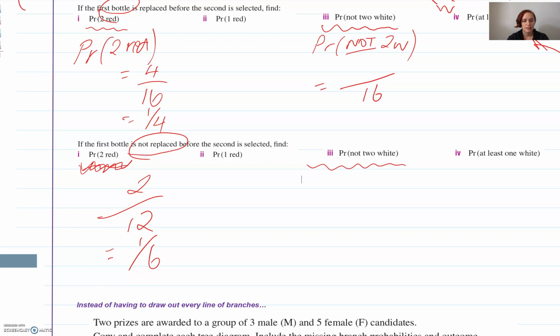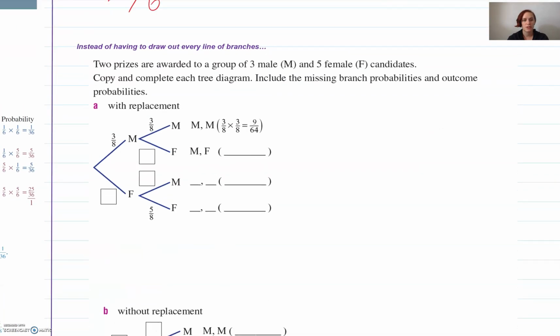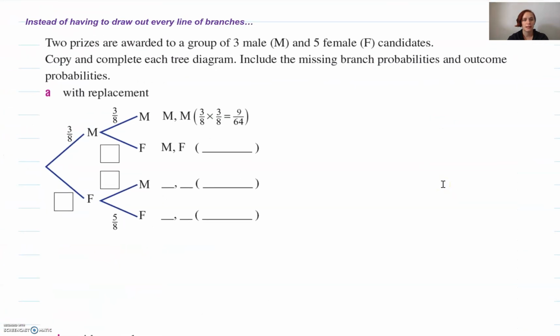lots of other combinations. Now, this isn't new work. That's all covered in Year 9. But what's tricky about this now is using it to calculate some probability. Now, instead of having to draw every branch of the tree diagram, what we can do is say, all right, let's just make it really simple and show what our probabilities are.